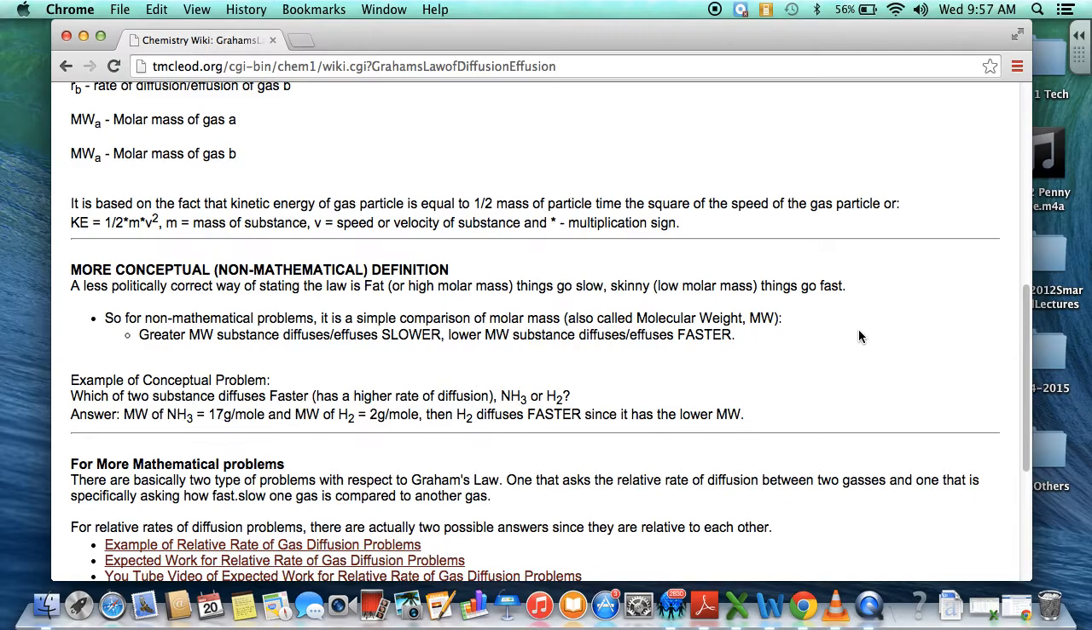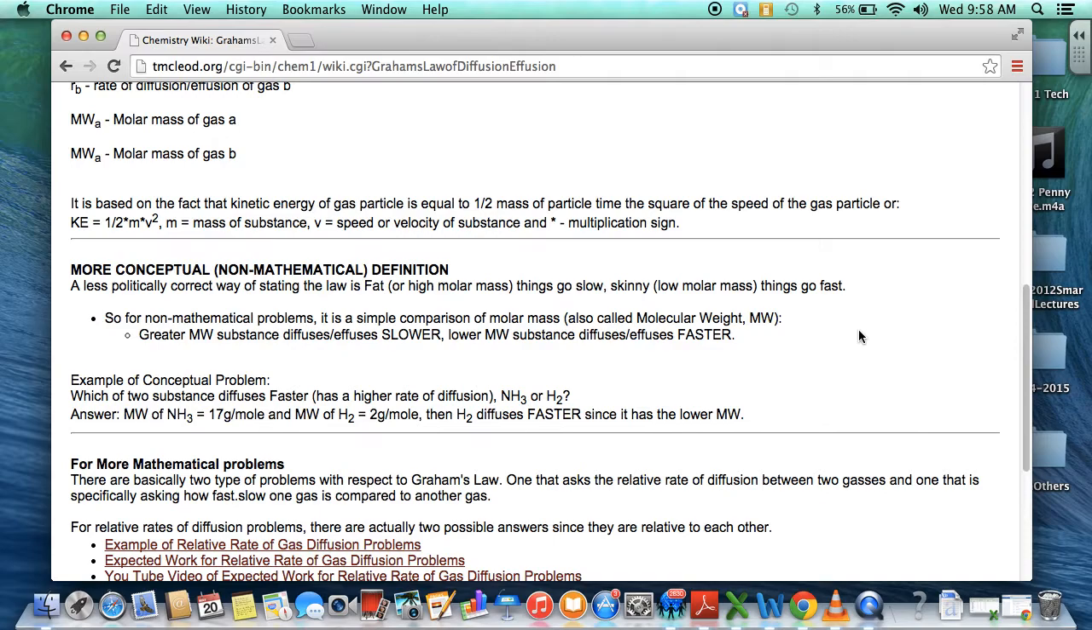conceptually, and this is totally incorrect politically. What it basically derives down to conceptually is: fat things go slow, skinny things go fast. In essence, high molecular weight or high molar mass substances are slower than low molecular weight substances. Low molecular weight substances will go faster.